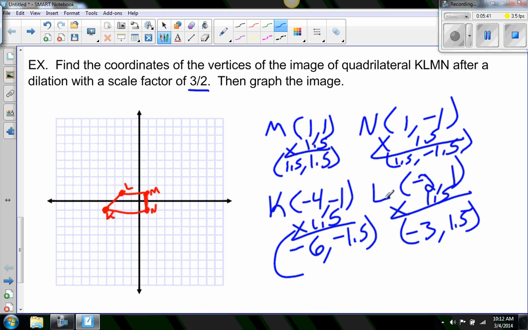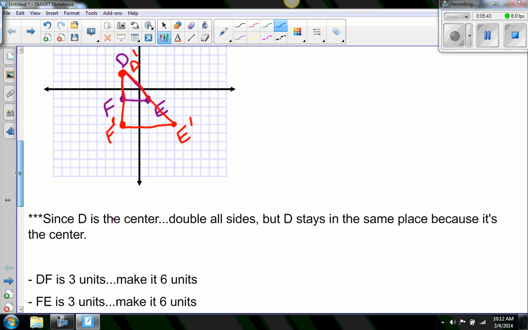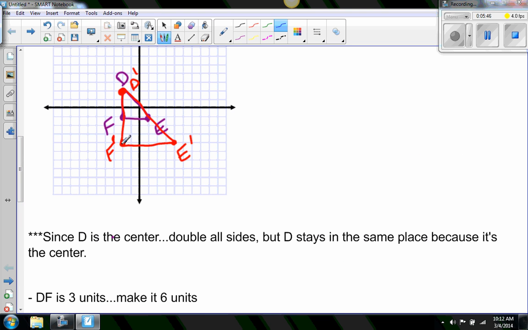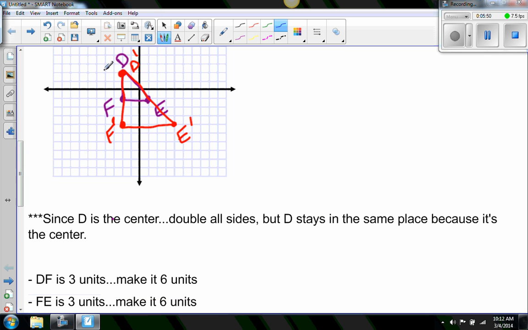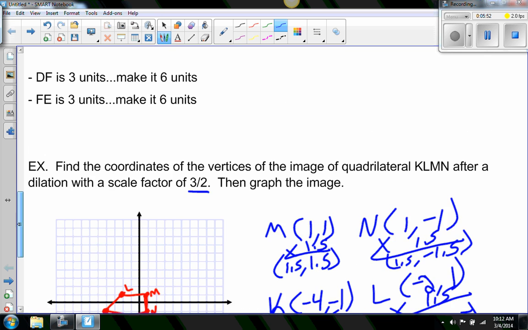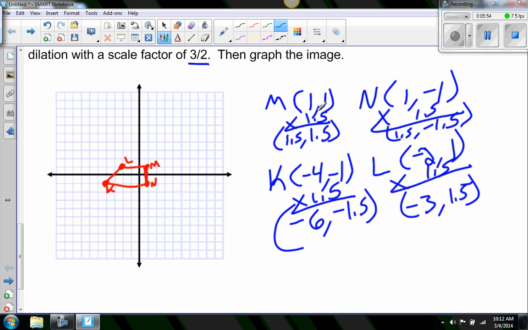See? You see how that's way different than what I did up here? Up here I just said, okay, how long is this? I need to double it. How long is this? I need to double it. That's because this point was the center. But now the origin is the center, so I have to take each point and multiply it by whatever it says. If my scale factor would have been 1/2, I would have divided each one of these by 2. Okay?